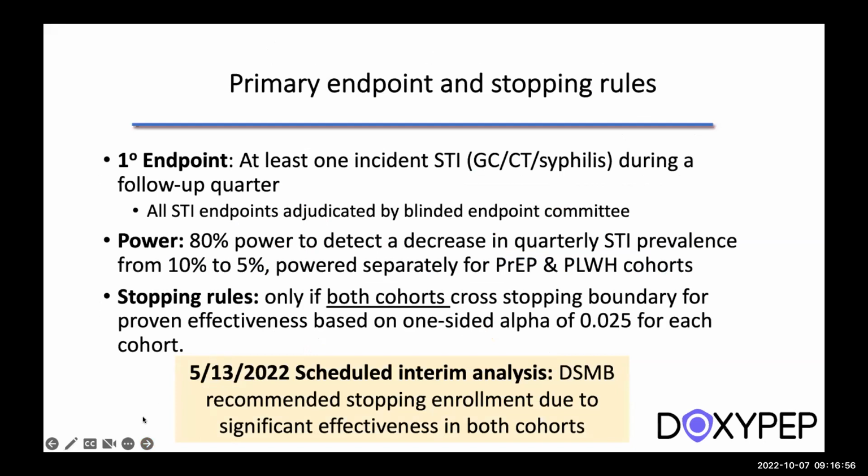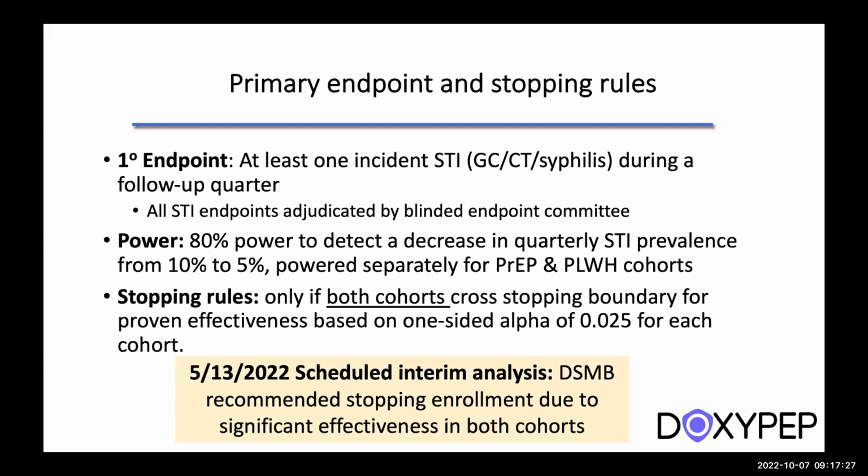Our primary endpoint was having at least one incident STI, gonorrhea, chlamydia, or syphilis, during a follow-up quarter. All our STI endpoints were adjudicated by a blinded endpoint committee, and we designed the study with 80% power to detect a 50% decrease, assuming that we would have a quarterly STI rate of 10% in the standard of care arm. We powered it separately for the 2 cohorts.